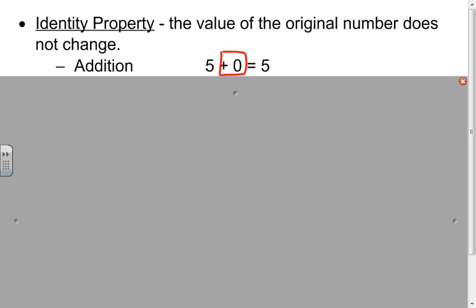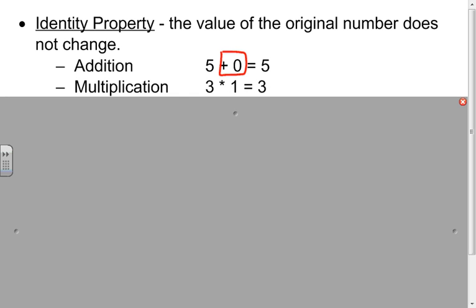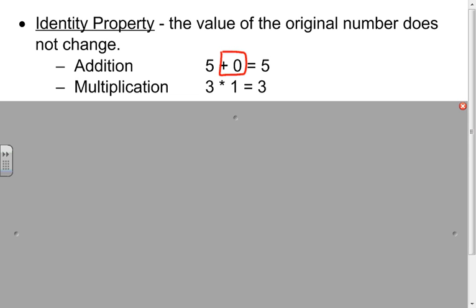If I think about multiplication, what do I have to do in multiplication so that the number I start with doesn't change? Well, if I start with a 3, in order to get an answer of 3, I have to multiply by 1. So the identity property of multiplication is the same thing as multiplying by 1. The number that I end with is the same as the number that I started with. That's what the identity property tells us.